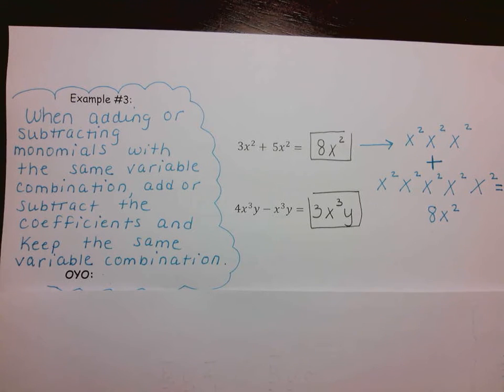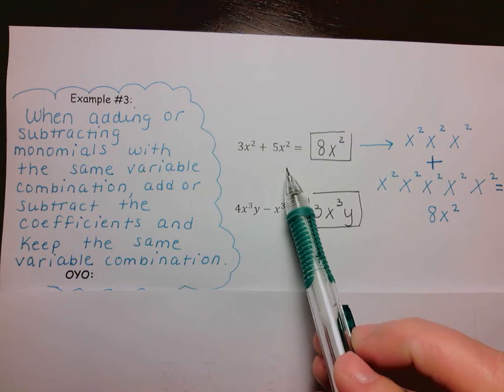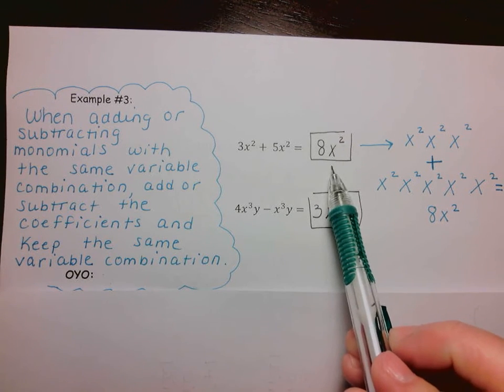Example number 3, adding and subtracting monomials. When adding or subtracting monomials with the same variable combination, you add or subtract the coefficients and you keep the same variable combination. So remember, you can only combine like terms that have the same variable combination. So here I have 3x squared plus 5x squared equals 8x squared.